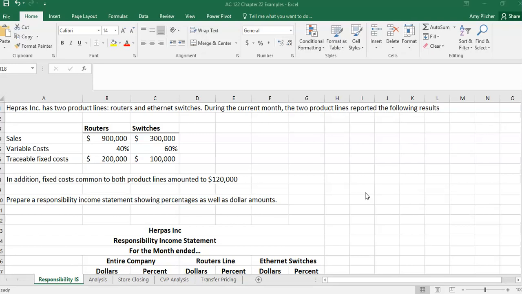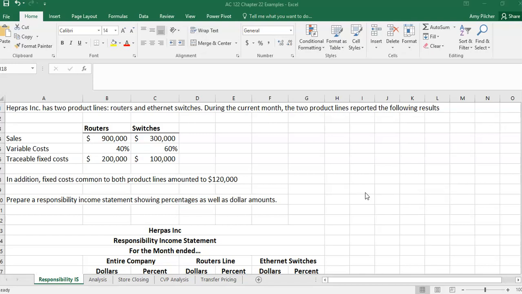The first example that we're going to look at is creating a responsibility income statement. In a responsibility income statement, we break out the different divisions or departments or product lines and do their own income statement and then look at what their contribution is to the entire company.